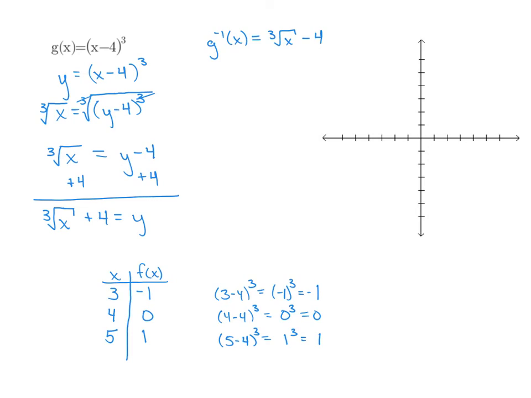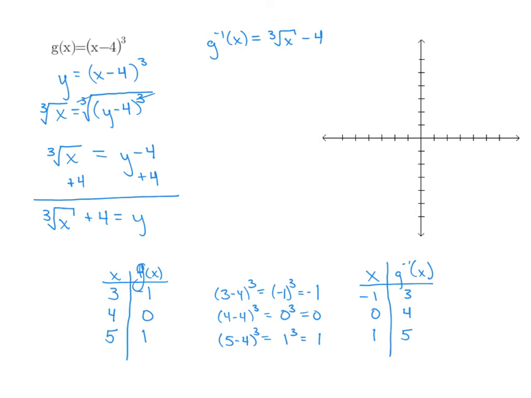Okay, for my inverse function, that should be a g. I'm going to switch my columns. So we get x is -1, 0, and 1. And my y values are going to be 3, 4, and 5. So whatever was your x's becomes your y's, whatever was your y's becomes your x's.